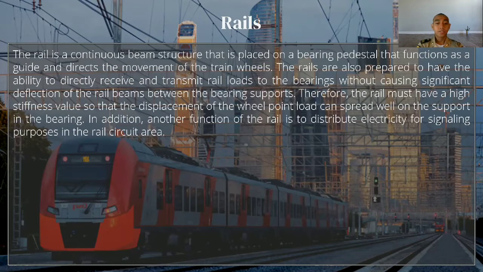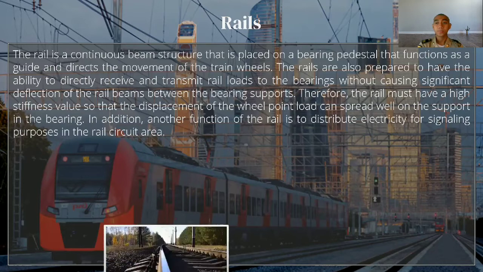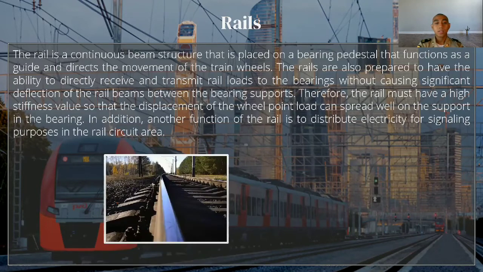Therefore, the rail must have a high stiffness value so that the displacement of the wheel point load can spread the wheel on the support in the bearing. In addition, another function of the rail is to distribute electricity for signaling purposes in the rail circuit area. And this is a picture of rails.